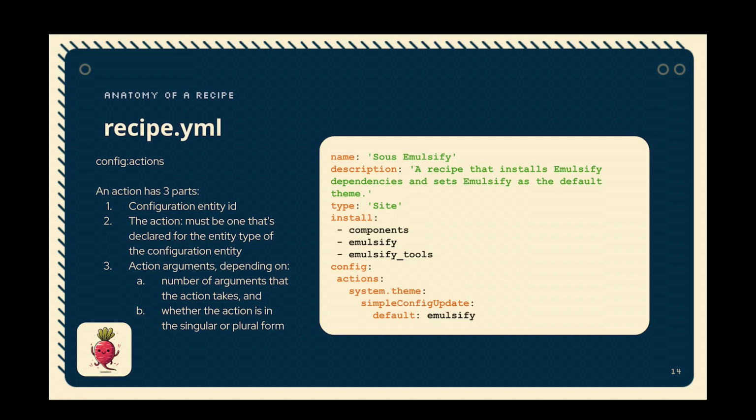The key elements of a configuration action are, number one, the configuration entity ID of what you want to manipulate, either something that is going to be created or something existing that you want to make a change to. Then there's the name of the config action that you want to use, and then you provide the actual argument. In this case, we've got system.theme. We want to use the action simpleConfigUpdate, and we're saying change the default value to this value, emulsify.